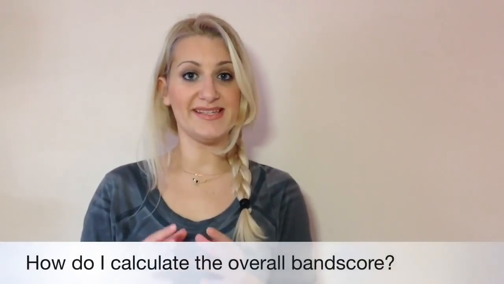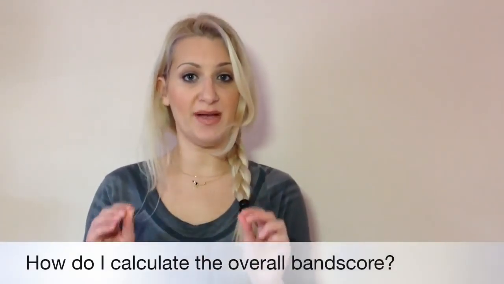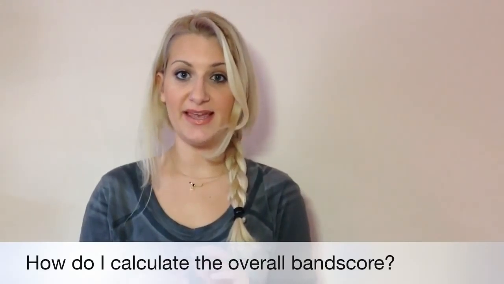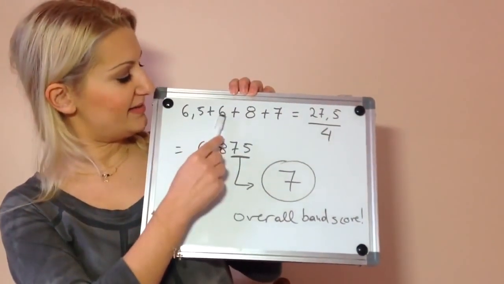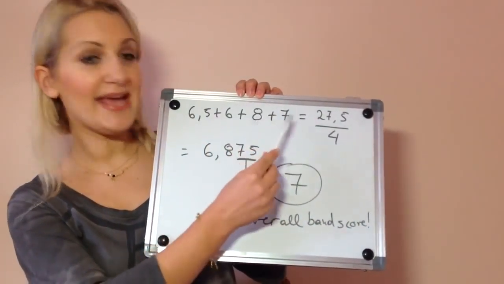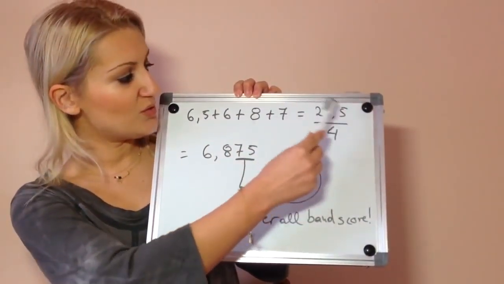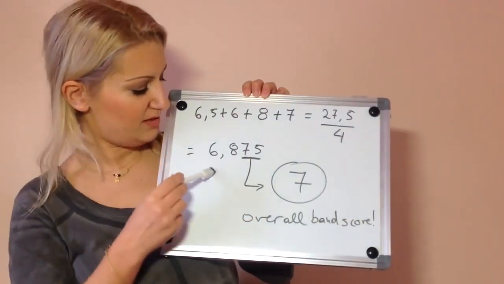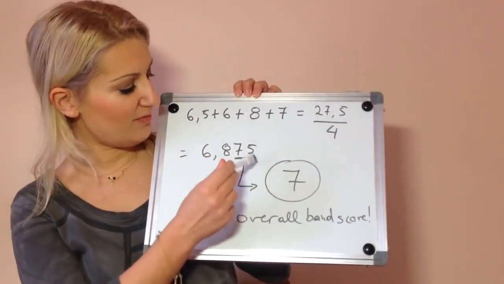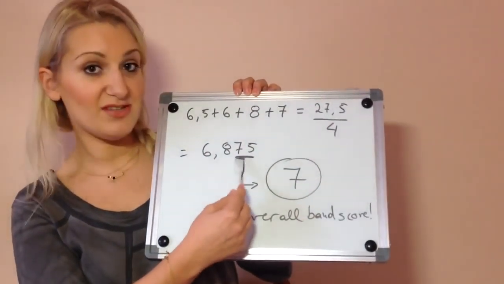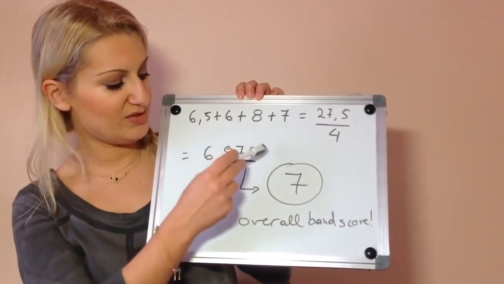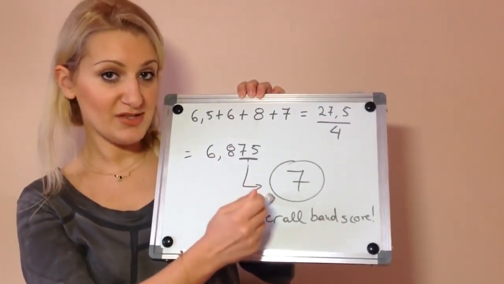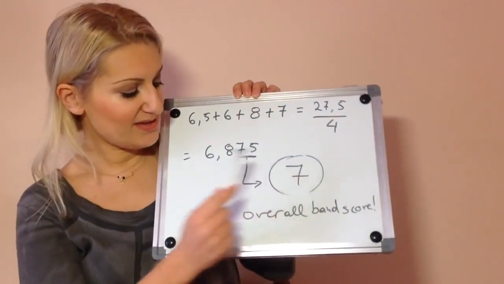Your overall band score is the average of your 4 separate band scores in listening, reading, writing and speaking. For example, let's just say that you get a 6.5 in listening, a 6 in reading, an 8 in writing and a 7 in speaking. This amounts to 27.5 and their average is 6.875. When you see this .75 in the end, then you should round up your band score, 6.875, to the next band score, that is 7, and that is your overall band score.